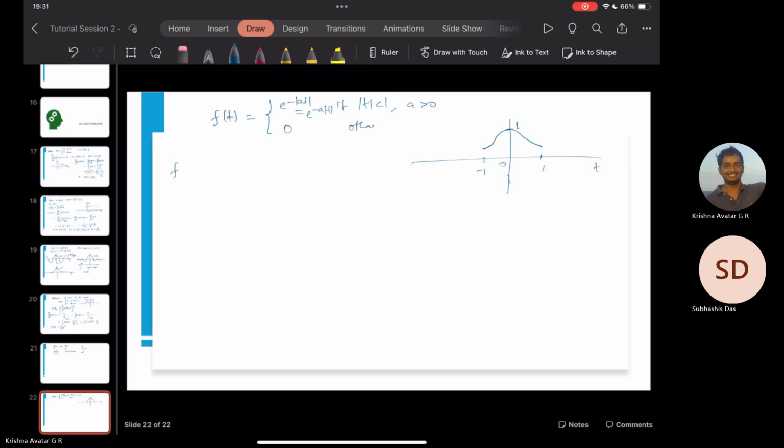So it will be capital F of omega, which is the integral from minus infinity to infinity of f of t e to the power minus j omega t dt. However, we learned that this integral has value only over a narrow region. Because of this, we will restrict the domain of integration from -1 to 1, and we have e to the power minus a magnitude of t and e to the power minus j omega t dt.